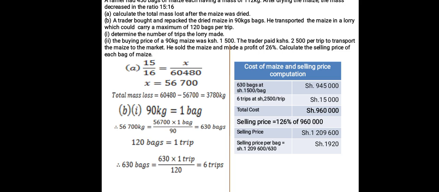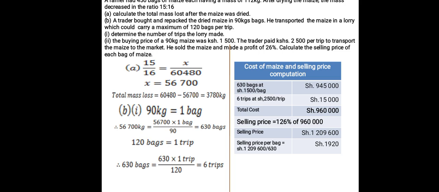That is 450 bags multiplied by 112 kilograms. You get 60 for 18. So if we cross multiply and solve, we find the value of x is 56,700. Now subtract that from the initial maize kilograms. We find that the farmer lost 3,780 kilograms after the maize had dried. This may be the amount of moisture or some normal wastage.